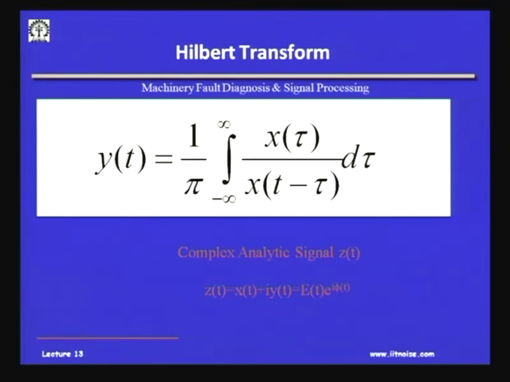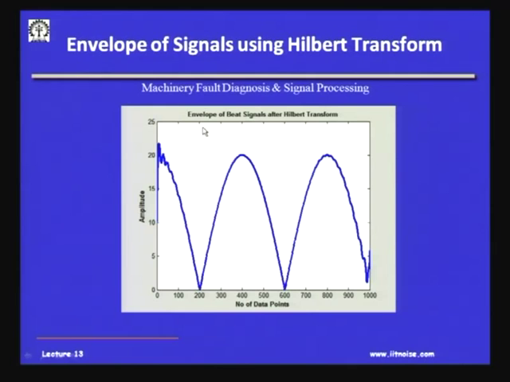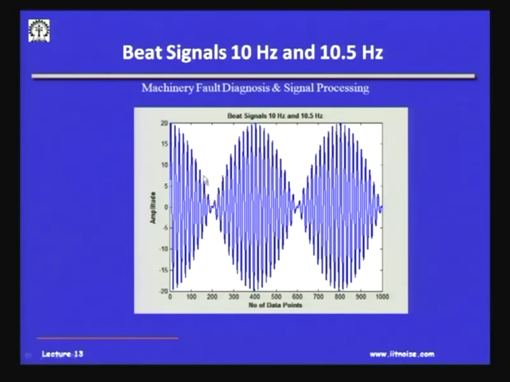Now, if you look here, this is the envelope of the beating signal, which has been obtained by just doing the Hilbert transform of that beating signal. And this you can all do in software like MATLAB very easily. This is the low frequency signal which has been carried by my high frequency carrier. If you look at the high frequency carrier here, it is carrying this modulated signal, and I am interested to know this envelope.